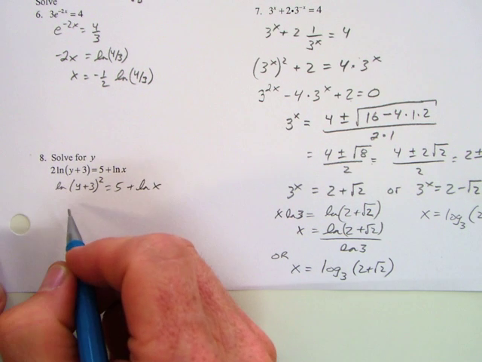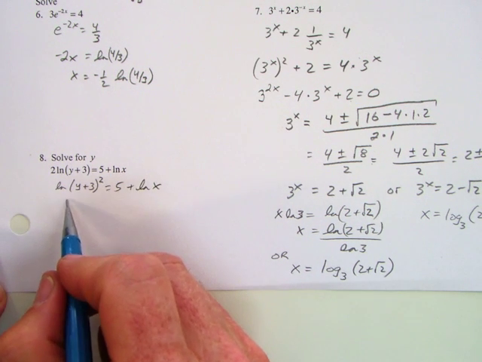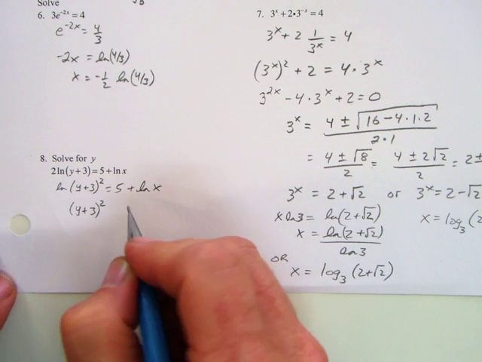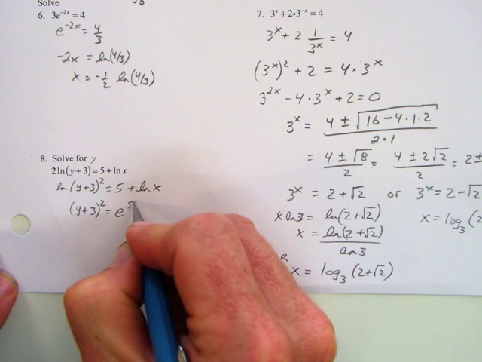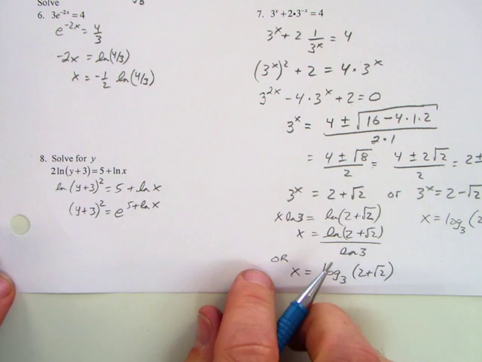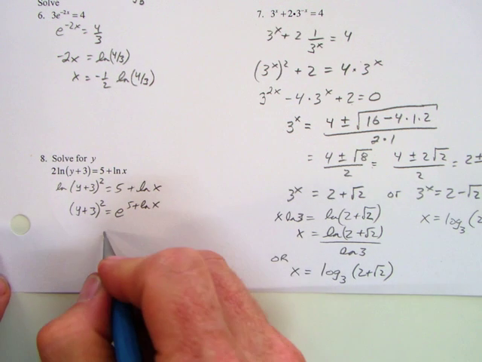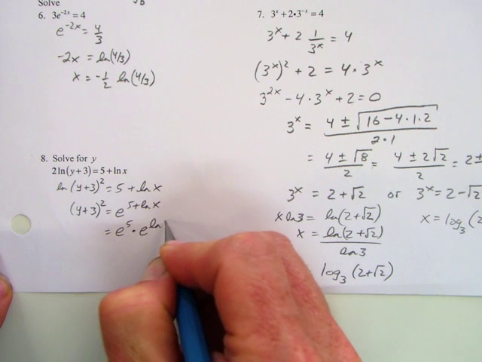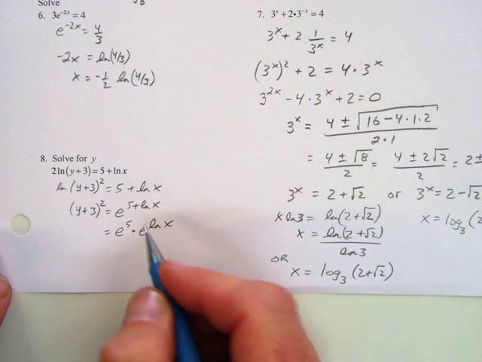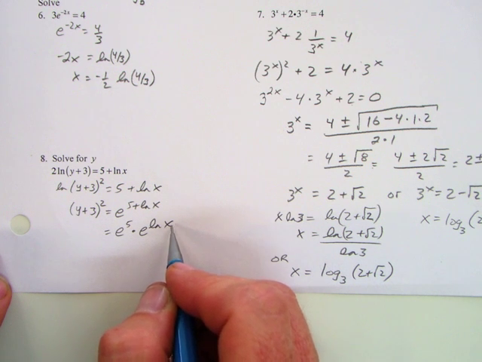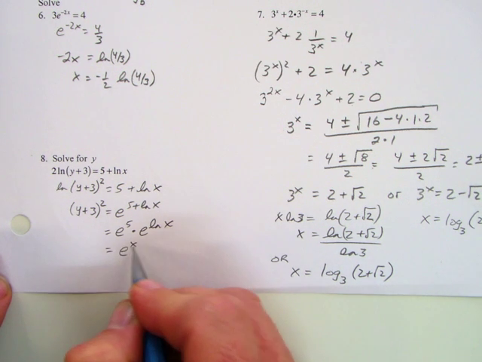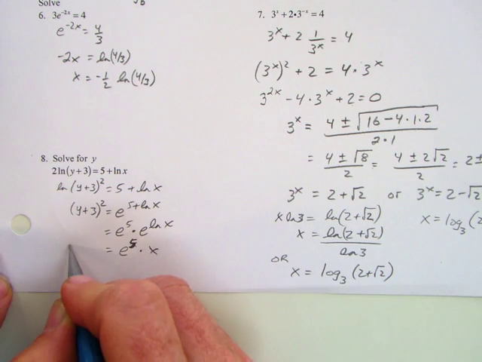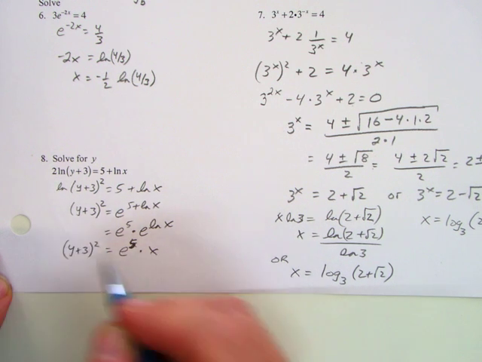So I need to get rid of this ln. So that's a base e. So if I raise e to the other side, I'll get y plus 3 squared equals e to the 5 plus ln of x. This can be simplified using your exponential rules. e to the 5 times e to the ln of x. e to the 5 is some constant. What's e to the ln of x? That's just x, because they are inverses again. I wrote x and it should be 5. So e to the 5 times x, and we have y plus 3 squared.